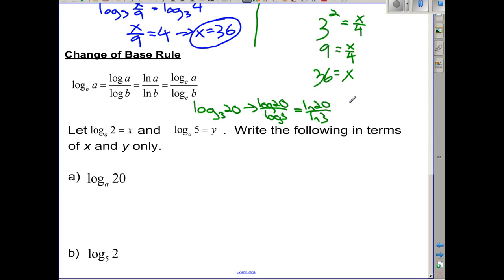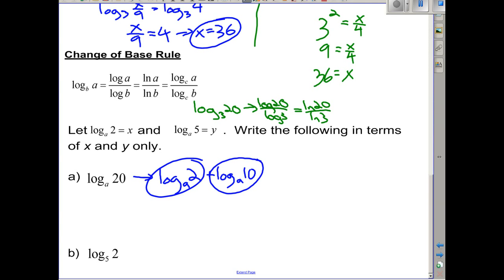Let's think about log base a of 20. We can split it apart. 20 is 2 times 10, or 4 times 5. I'm going to go with the 2 times 10. So I could split it this way. That's going to be useful to me because this part right here is an x. But this part right here doesn't help me at all. Okay, so log base a of 2 plus log base a of 10.